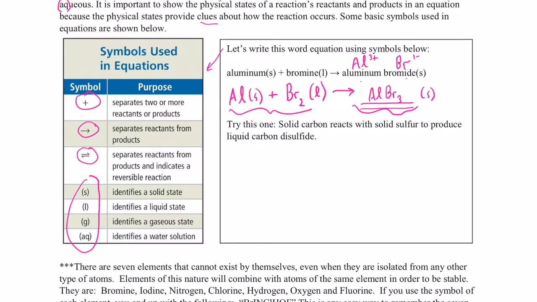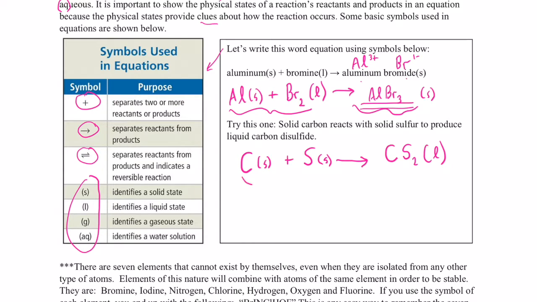Okay, welcome back. Solid carbon. So carbon elementally is C, and it's a solid, so I'm going to put an S after it in parentheses, with solid sulfur. Sulfur is S, and in parentheses we're going to put an S because that's also a solid, to produce liquid carbon disulfide. So carbon disulfide, that's a nonmetal to a nonmetal, we use prefixes to tell us how many of each atom is present in the compound. So carbon disulfide means CS2. Now that is a liquid. Now, did you have something like that?